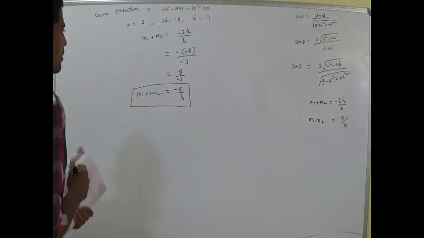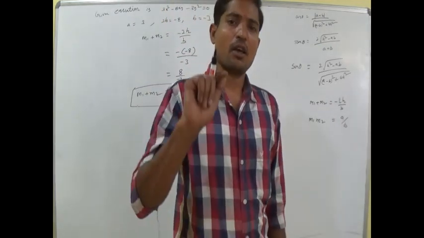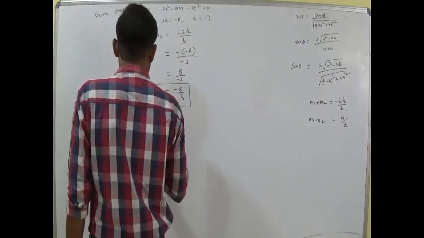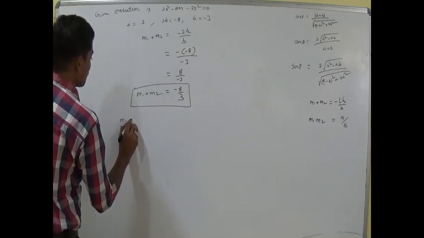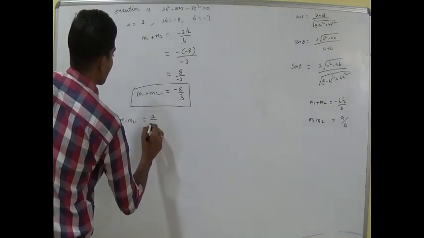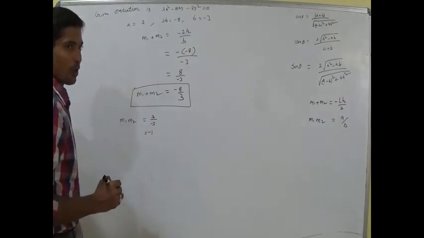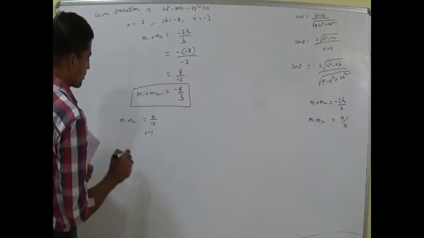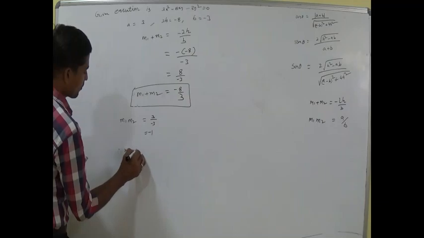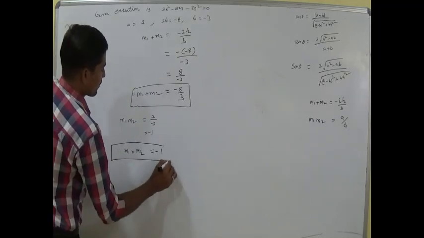Next, what happens to the product of these slopes? The product of these slopes, m1 into m2, is equal to a by b. What is a here? 3. What is b here? Minus 3, which is equal to minus 1. So the product of these slopes is equal to minus 1. Therefore m1 into m2 equal to minus 1. This is also one more correct answer.